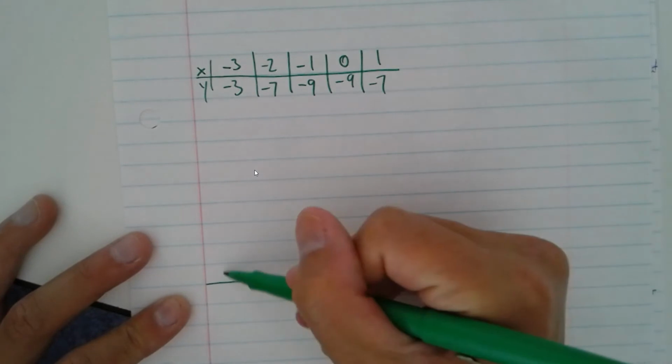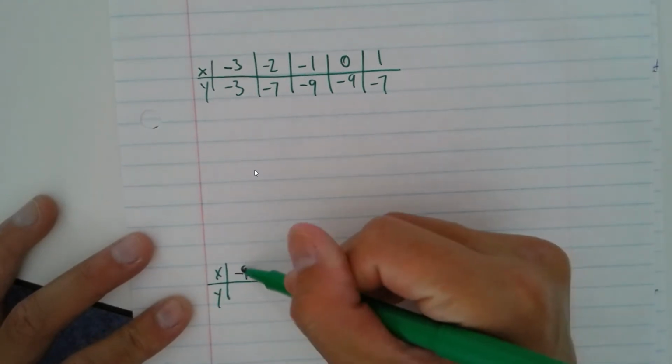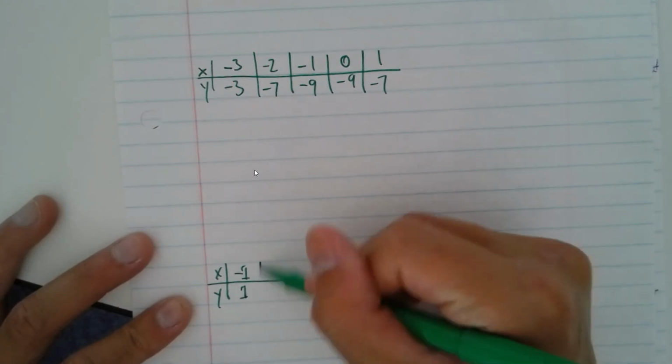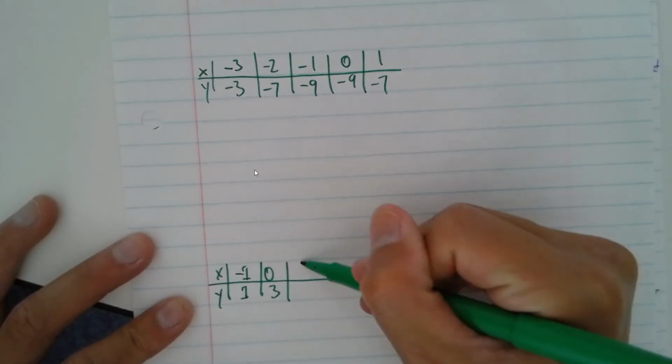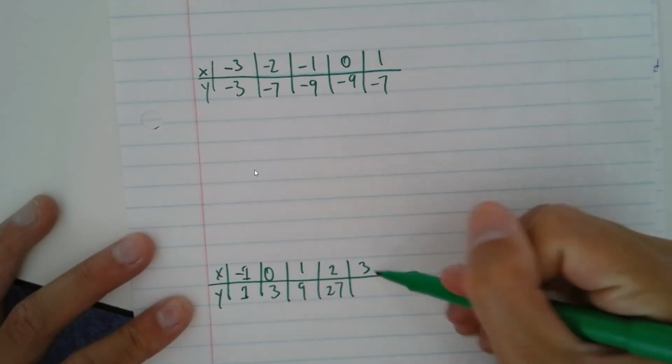Okay. I gave myself a little bit of space for writing for each one. This is going to be -1, 1, 0, 3, 1, 9, 227, and 381.